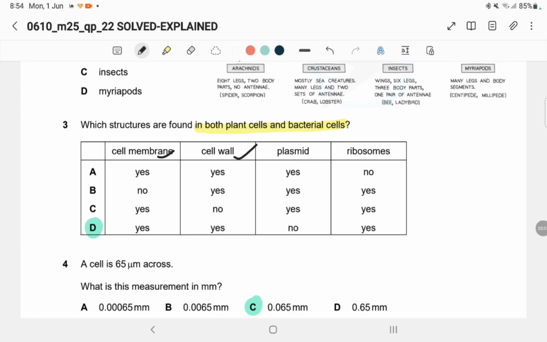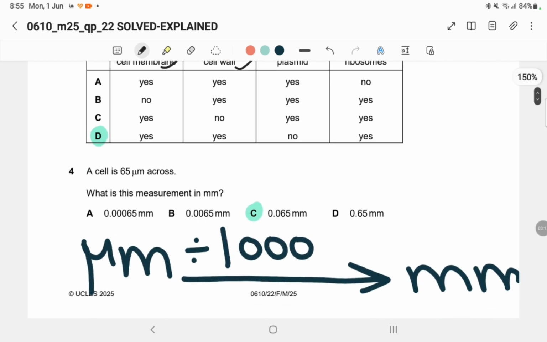Now ribosomes, of course, are found in plant cells and bacterial cells. You know, these dark spots in any microscopic picture of any plant cell, bacterial cell or even animal cell, you will find these small spots, which are actually the ribosomes. So basically the answer will be D.